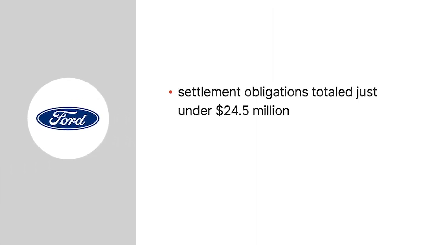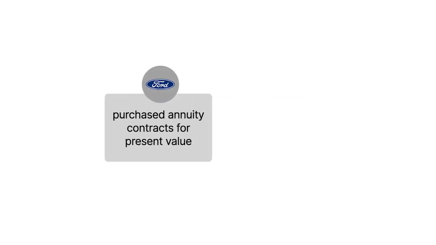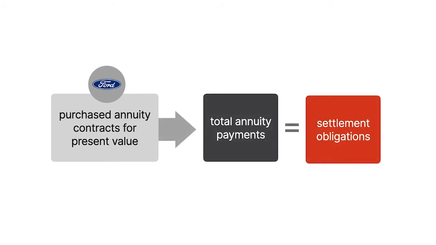Ford's settlement obligations totaled just under $24.5 million. But as of 1980, those payments' present value was, at most, around $4.4 million. For around that amount, Ford purchased annuity contracts. Total annuity payments would equal Ford's settlement obligations.